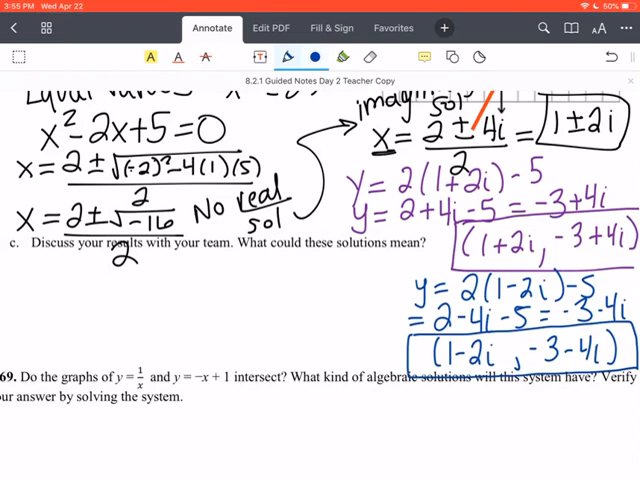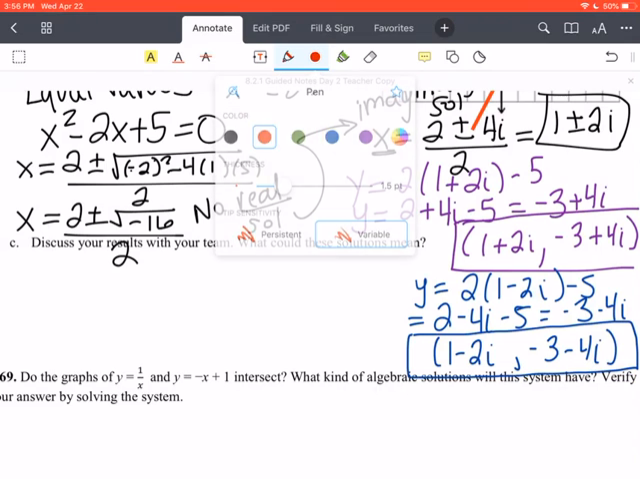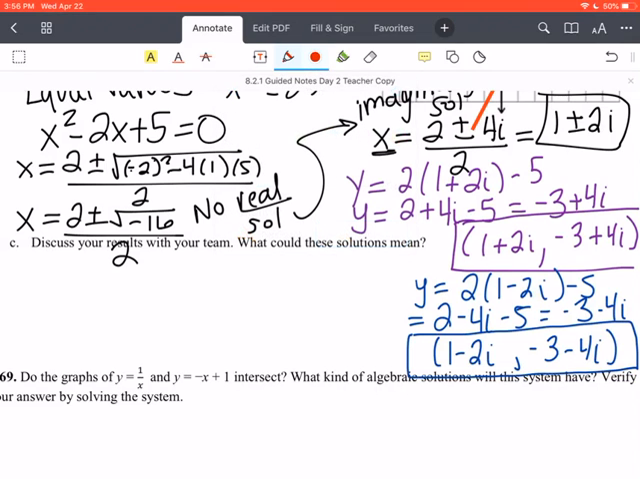So we can't see these on the graph. These are imaginary solutions. So on part C it says, discuss your results with your team. What could these solutions mean? Well, these solutions are imaginary.